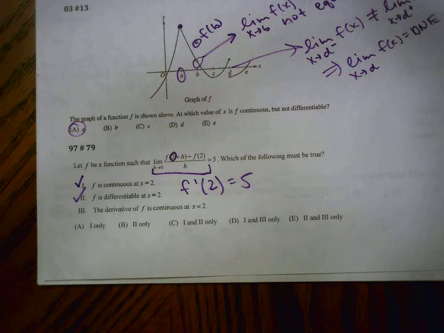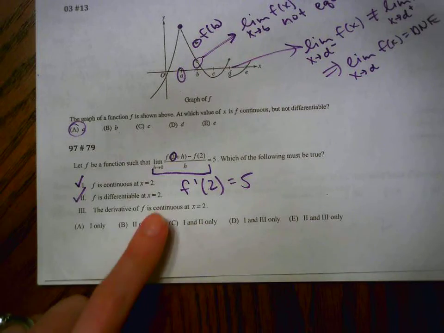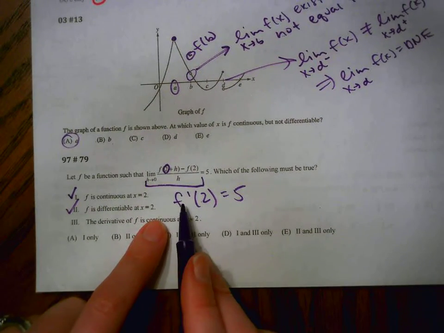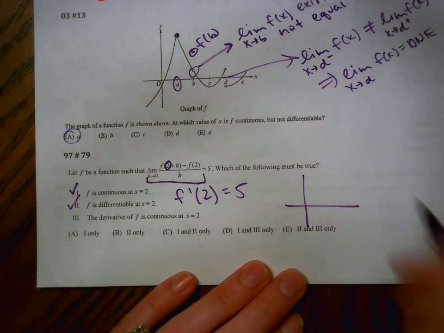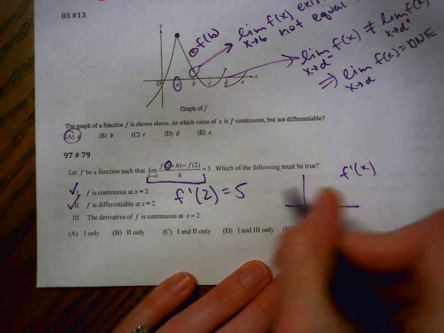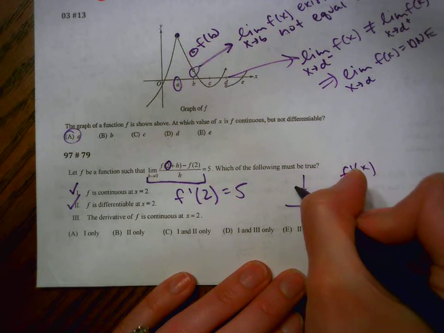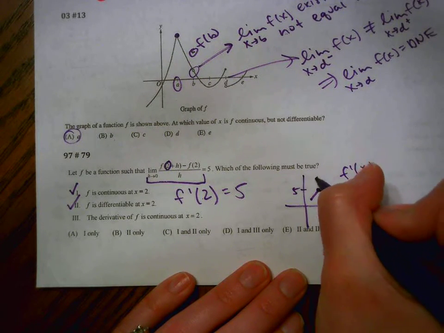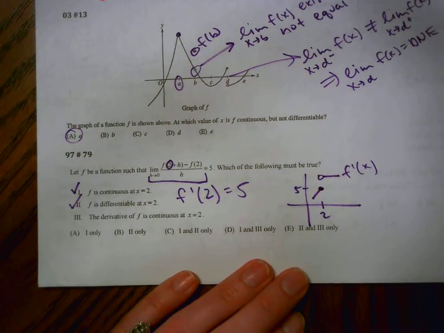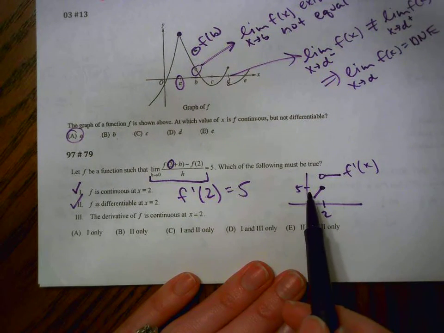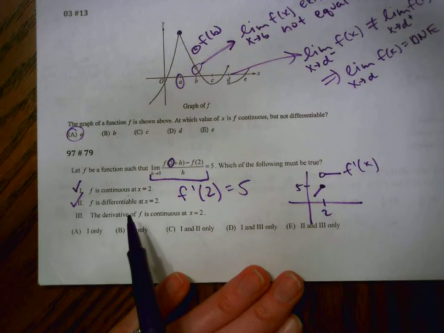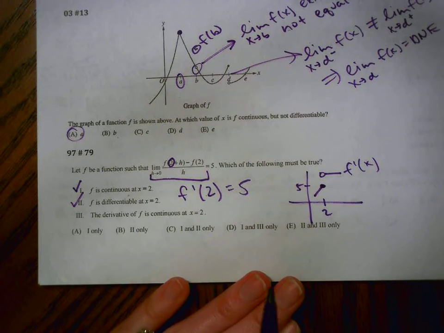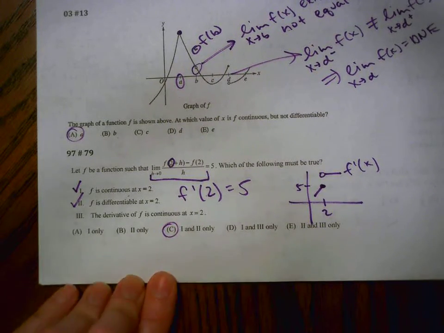Now this one's kind of weird, but it says the derivative of f is continuous. So technically, we don't know that. We don't have enough information. We just know that f prime of 2 equals 5, but we don't know it's continuous. Let's say this is f prime of x, and we know at 2 it equals 5, but what if there was a jump on your derivative graph for some reason? We know f prime of 2 equals 5, but we don't know that the derivative is actually continuous. The original had to be continuous, but we're not sure that the derivative is. So that would be 1 and 2 only.